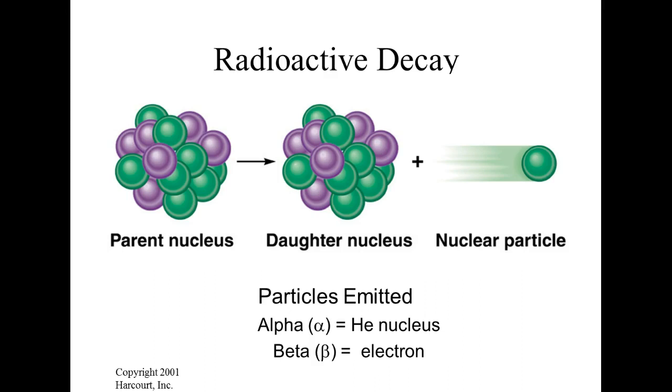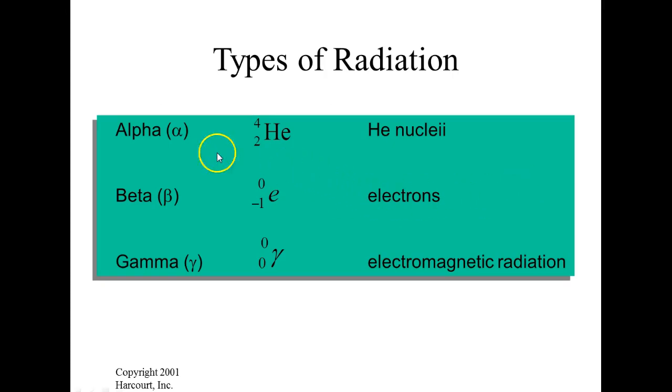An alpha has this little symbol, and it's the same thing as a helium nucleus. And a beta is ejecting an electron. So if you have nuclear alpha decay, this would be a helium nucleus. If you had beta decay, this would be an electron. And we write them like this. So alpha has a mass of 4 and 2 protons. Beta is just 1 electron. And gammas are just pure energy.